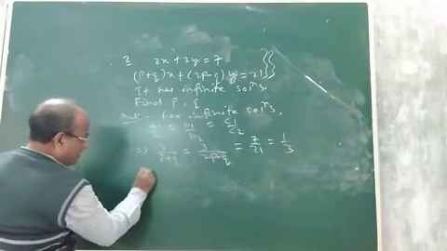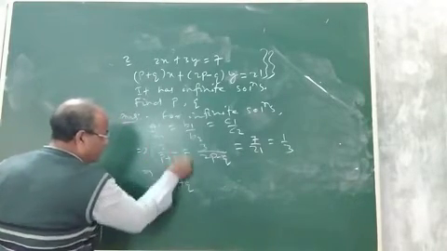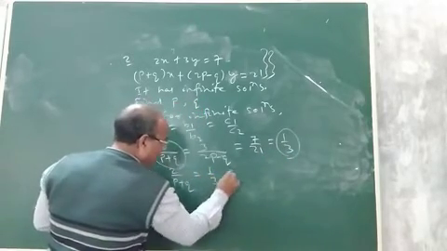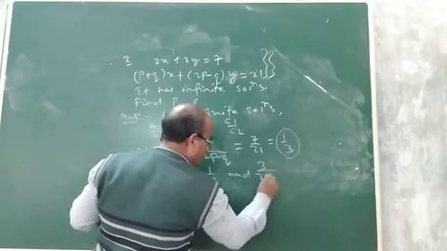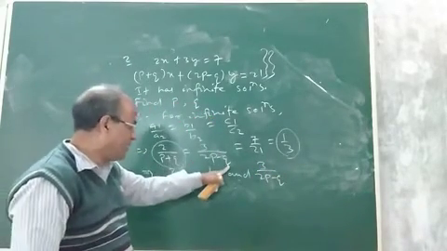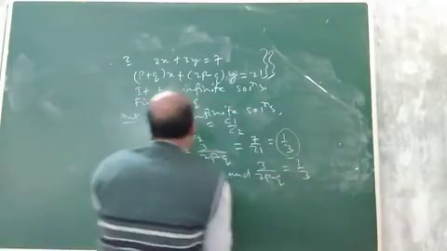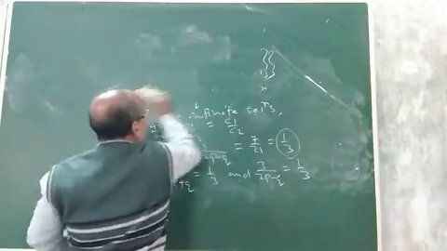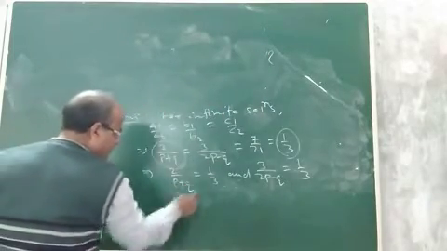That means 2 by (p plus q) will be equal to 1 by 3, and 3 by (2p minus q) will be equal to 1 by 3. Okay. Now on solving further we will find, first you solve this one.